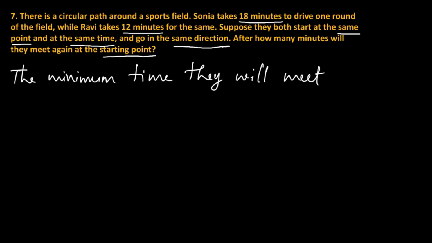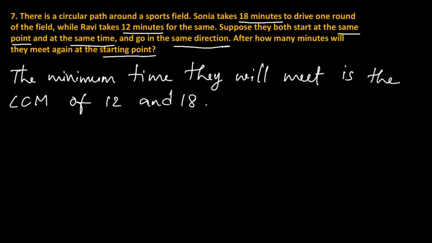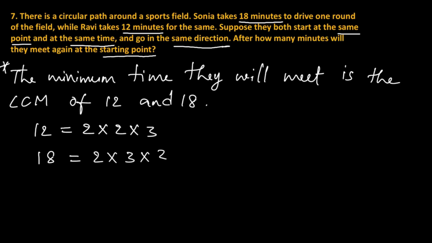The minimum time they will meet becomes the LCM, the least common multiple, the common time. The same time is nothing but the common time. So you can take the least common multiple of 12 and 18. I hope you understood this important point. For the 12, take the prime factorization: 2 into 2 into 3. Do it with me. 18 is equal to 2 into 3 into 3.